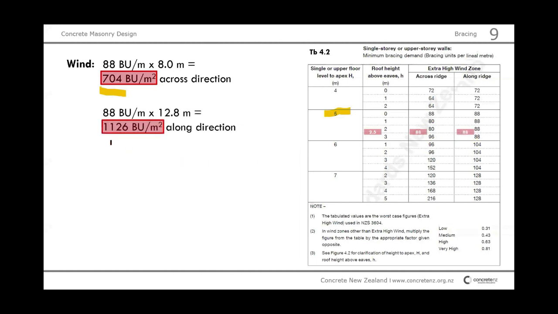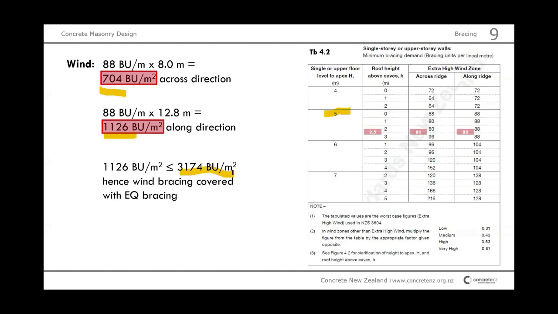And in the other direction, that's again 88. Yeah, sits in the middle. That's 1126. That's way less than this figure. The same like with footings, the higher demand governs. So we forget about wind and use the earthquake demand.